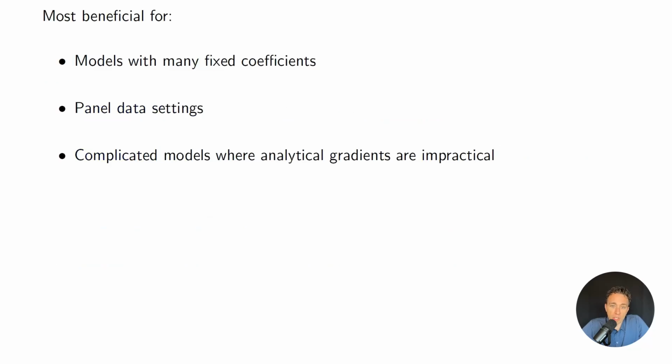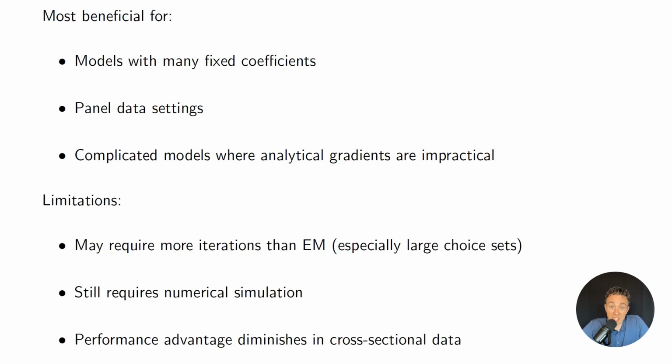But when should we use the MM and when should we use the EM? Well, the MM is going to be useful if we have a lot of fixed coefficients in our model, and if we have panel data, and if we have a really complicated model where we can't even really derive the analytical gradient. What are the limitations of MM?